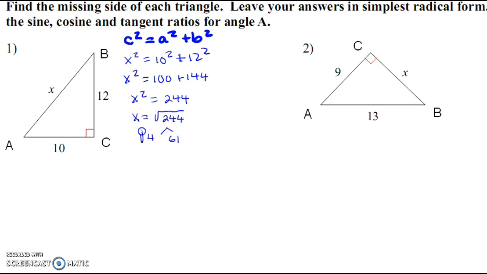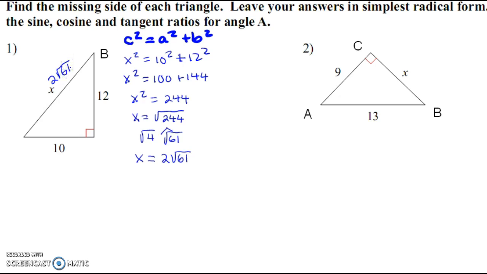So if this breaks down into 4 and 61, 61 doesn't break down any further than that. So basically this just becomes the square root of 4 times the square root of 61. 4 is a perfect square, so we get that x is equal to the square root of 4, which is 2, times the square root of 61. So 2 radical 61. Okay, so I'm going to fill that in here. 2 square root of 61.